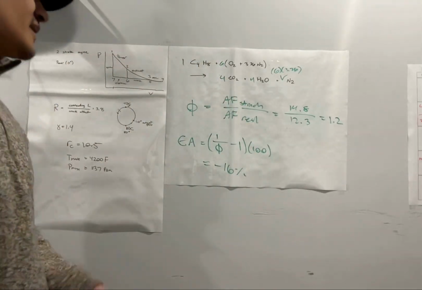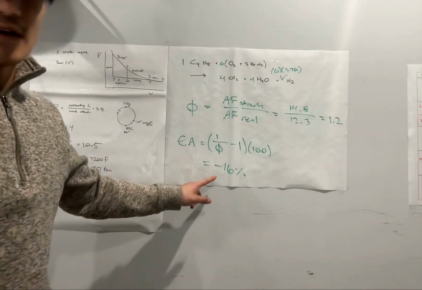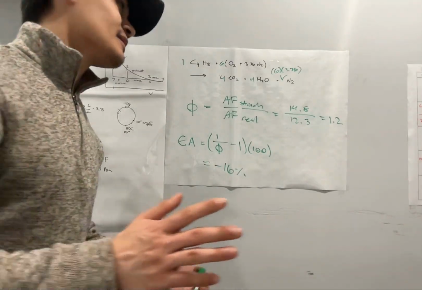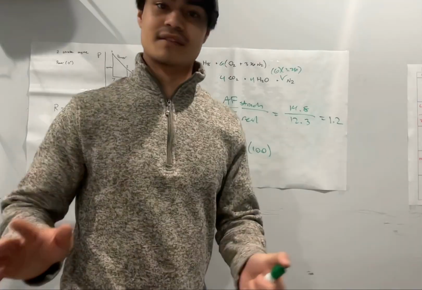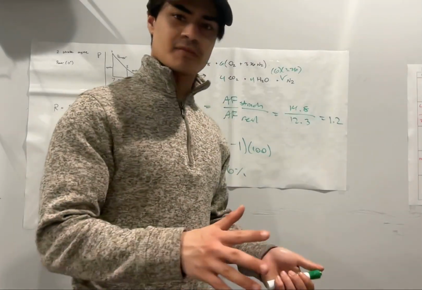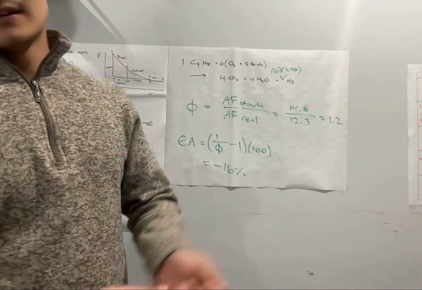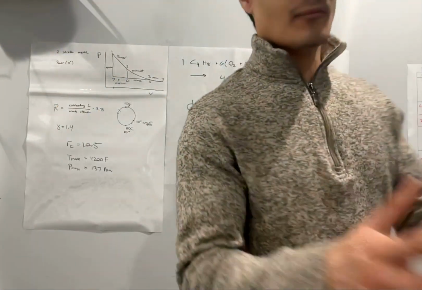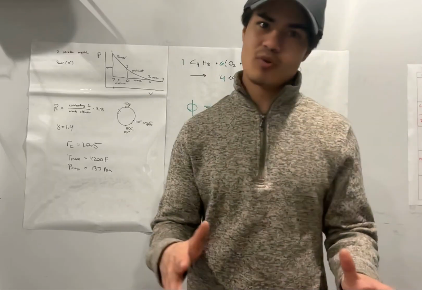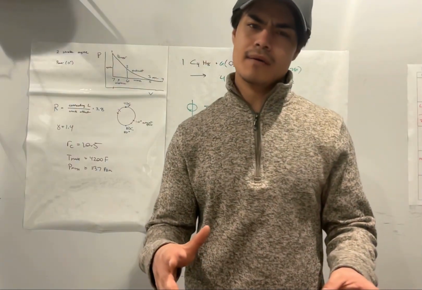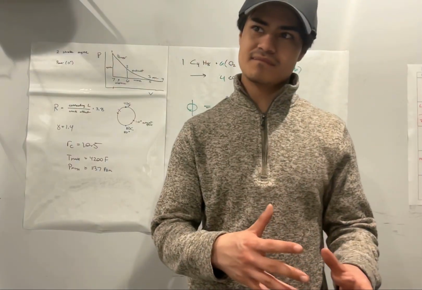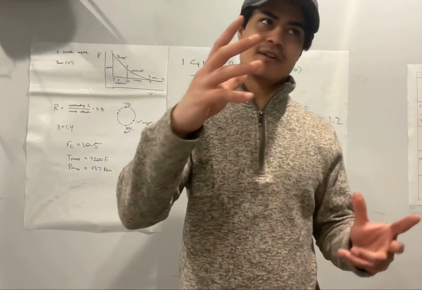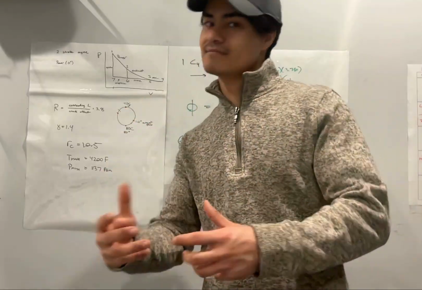Now, if you recall, a negative number means that we have more fuel than air, which makes sense because at the start of the problem we said this system is fuel rich. Or I guess more so, more fuel than the combination. You can't combust all the fuel with the amount of air you had. Let me say that.